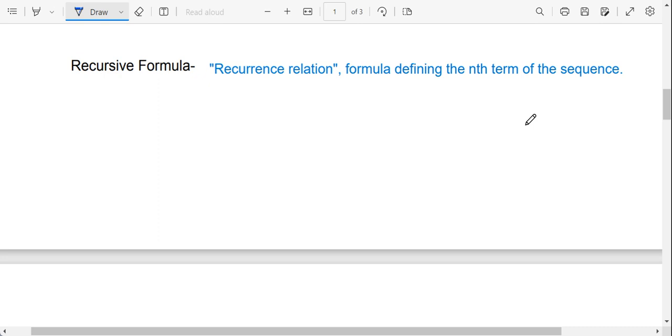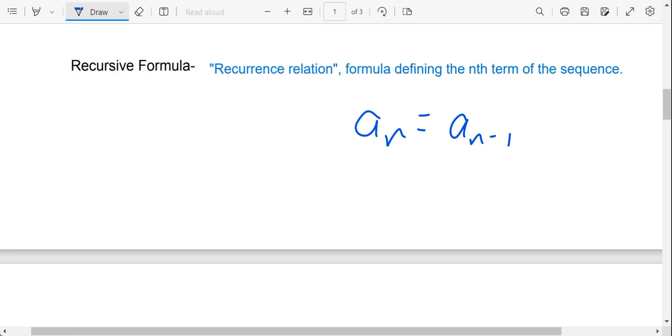Next formula is called a recursive formula, and a recurrence relation is where it kind of gets its name from. It's a formula defining the nth term in the sequence. These formulas can be similar in some ways and also different in some ways to what we've seen. This would be a sub n equals a sub n minus 1, and it'll be times a number or minus this number, etc.